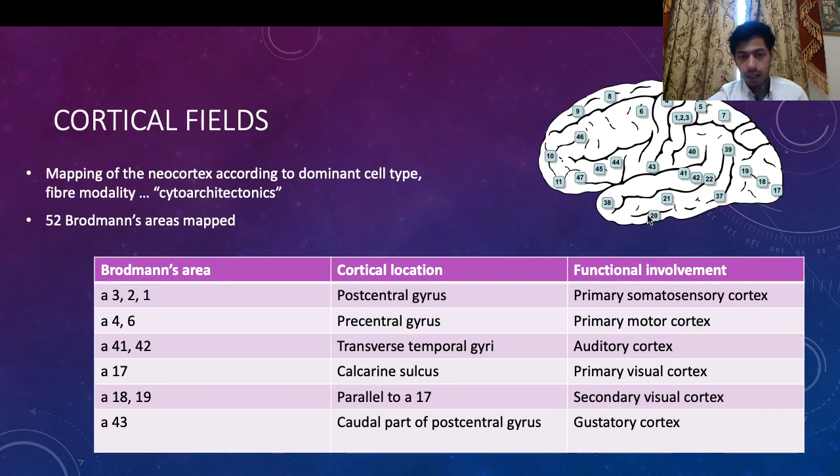So in general, usually you can use this as an easy way of remembering things. Usually the occipital lobe is responsible for the visual side of things, so it's the visual cortex. The temporal aspect is used for sound, so listening. Precentral here is the motor cortex, and the postcentral is the somatosensory. And yeah, that is cortical fields.